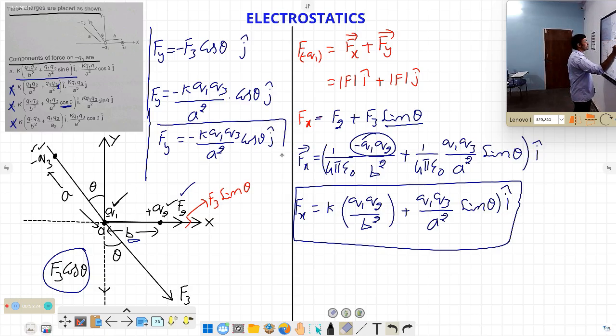This is the answer. So which option is correct? You can check it. This is the first option. So the answer, the first option, is correct for this question.